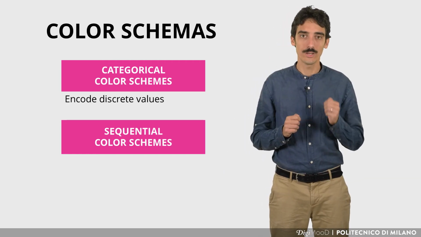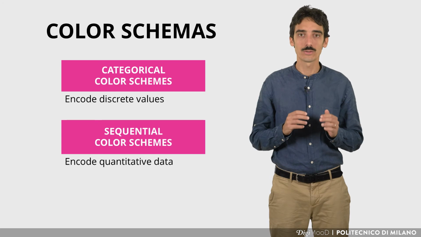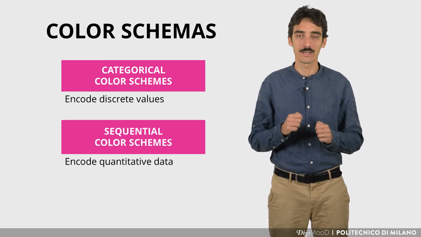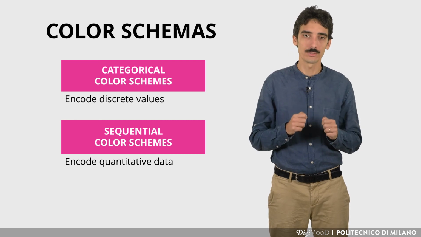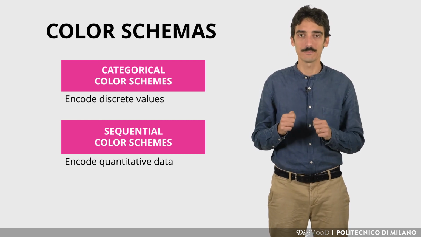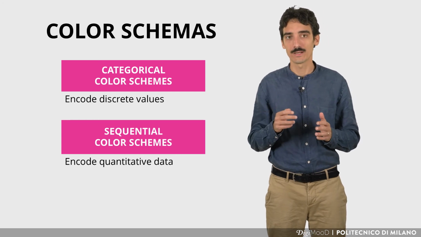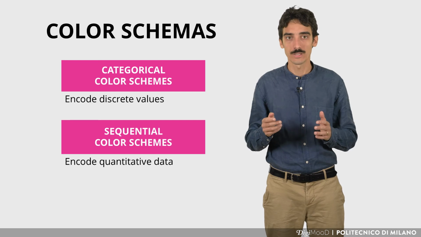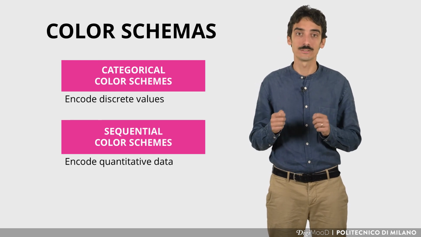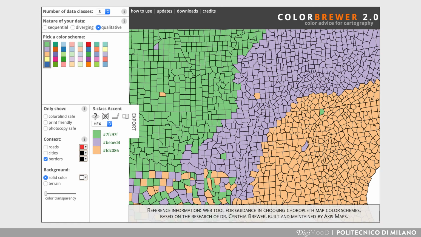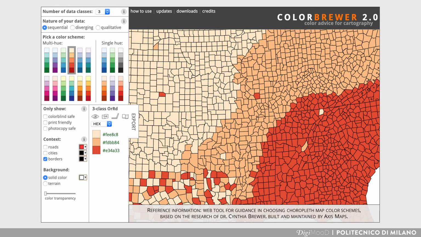Instead, choose sequential color schemes to encode quantitative data, characterized by increasing numerical values. For example, you can use sequential color schemes to visualize temperature records in a given city over a year, or the voter turnout of different cities during one election. Online, there are many available tools to choose a color palette. An old but good tool is Color Brewer.